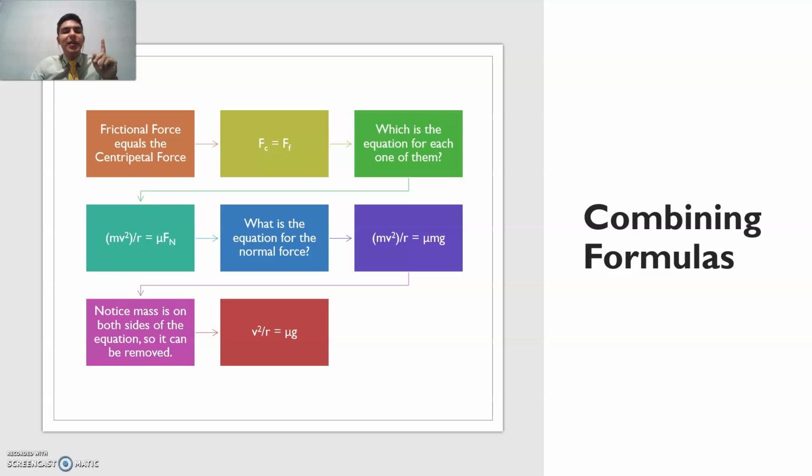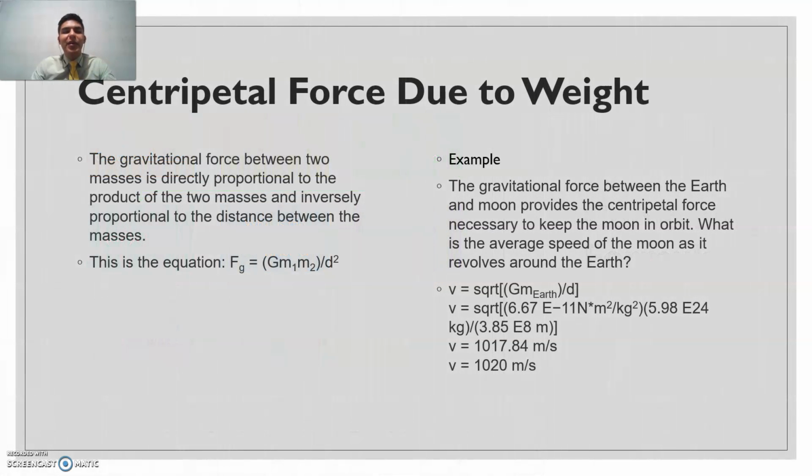All right, so now let's continue with our last problem: a centripetal force due to weight. The gravitational force between two masses is directly proportional to the product of the two masses and inversely proportional to the distance between the masses. And here you have our equation. It's basically the equation that we have studied before regarding the universal law of gravity. And here you have an example.